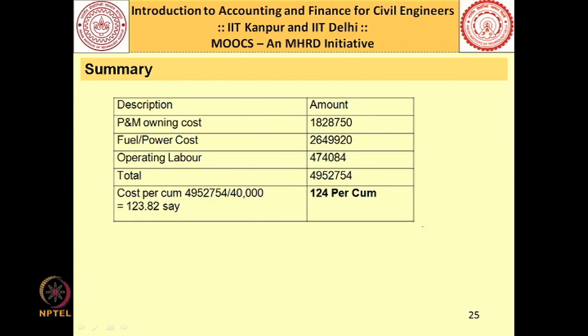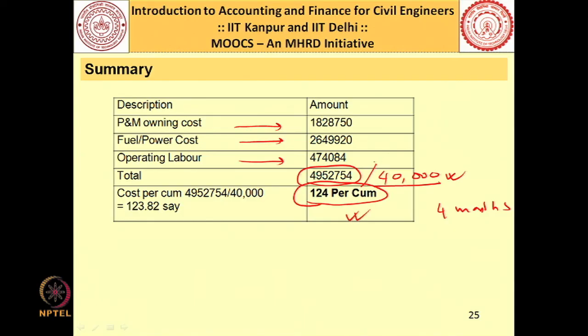So, how do I calculate the total cost for keeping this plant and equipment? This will be the sum of owning cost, fuel and power cost, operating labor. I add it up and this I divide by 40,000 because my scope of earthwork was 40,000 to be done in 4 months time. So, I find that I am getting this value as rupees 124 per cubic meter. This value may change depending on your hire charges of different equipment and the consideration of petrol, diesel and other lubricants. If your equipment are new, you can find that this even goes down further.